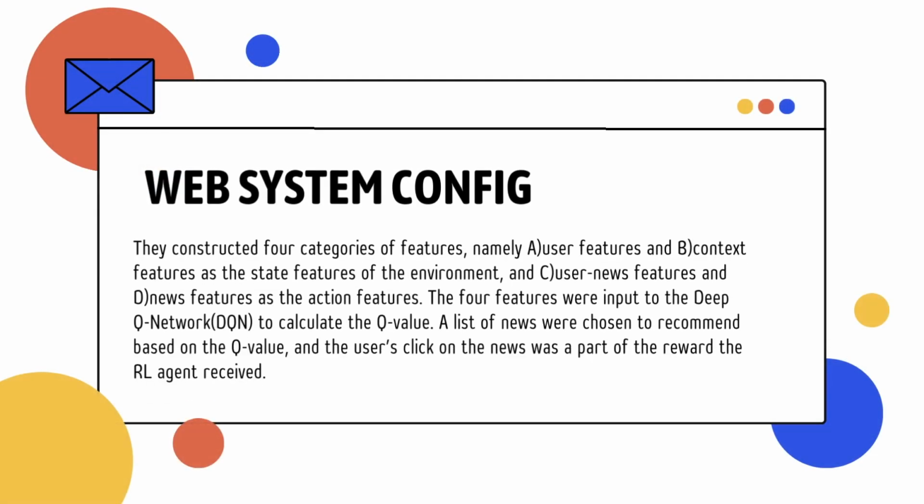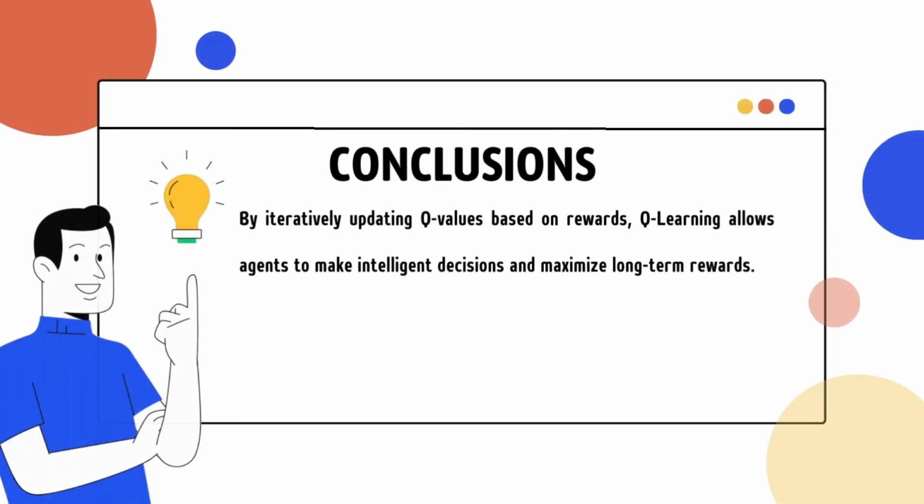Any other applications you can think of, maybe? Well, I can think of web system configurations. You know, there are four categories of features: user features, context features as the state features of the environment, user news features, and lastly the news features as the action features. These features are the input to a deep Q network to calculate the Q value.